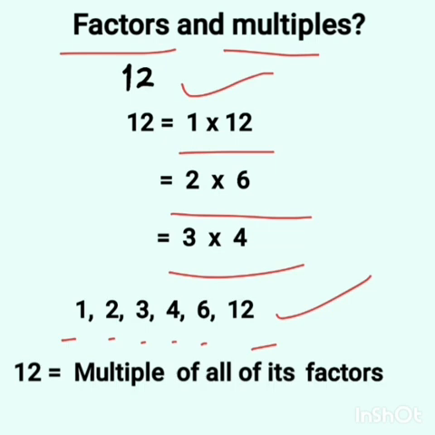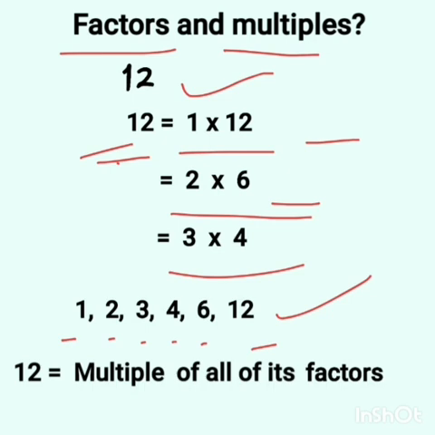Now you can observe this, students, the number 12 is in relation with these numbers. So 1 multiplied by 12 gives 12, right? So 12 is a multiple of 1, right? 2 multiplied by 6 gives us 12, so 12 is also a multiple of 2. 3 times 4 gives us 12, and so on.